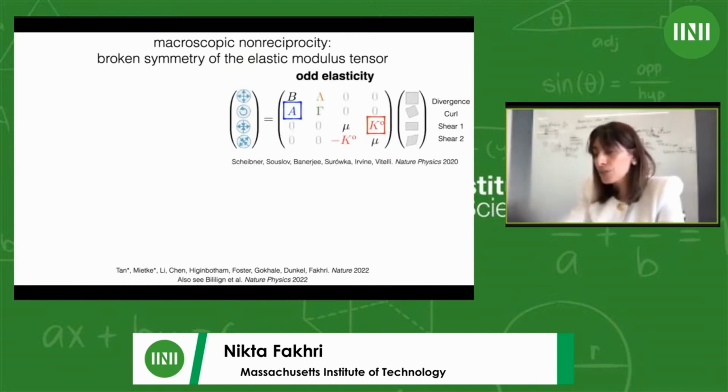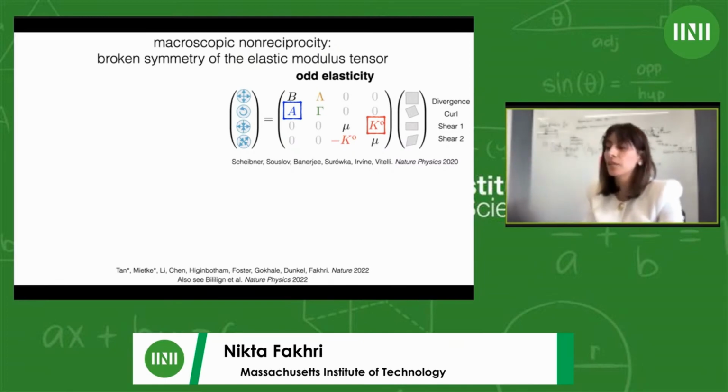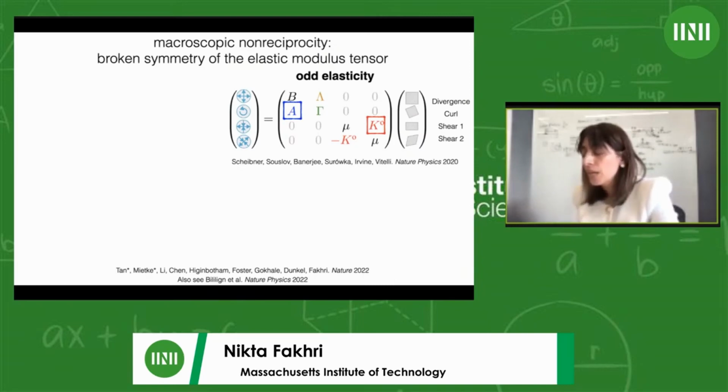And in 2020, there was a beautiful work from Vincenzo Vitelli and co-workers, including Anton, who's also local, where they showed that if we waive this standard requirement of energy conservation in linear elasticity, one can unravel unexpected mechanical behavior. In particular, entirely new elastic moduli appear in the stiffness tensor. These are off-diagonal and odd, and hence they term this odd elasticity.